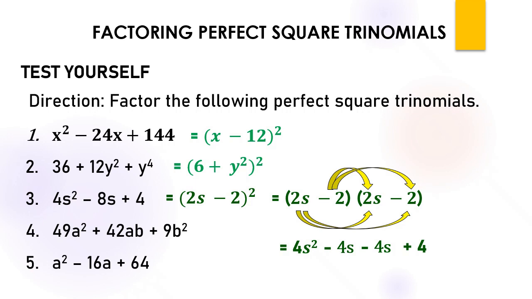And then to complete our answer, combine the middle terms, minus 4s plus minus 4s. So we come up with the original expression, 4s squared minus 8s plus 4. So this is now our final answer.